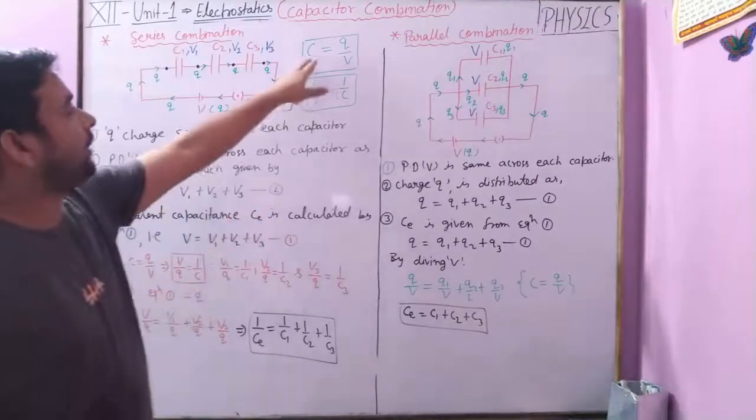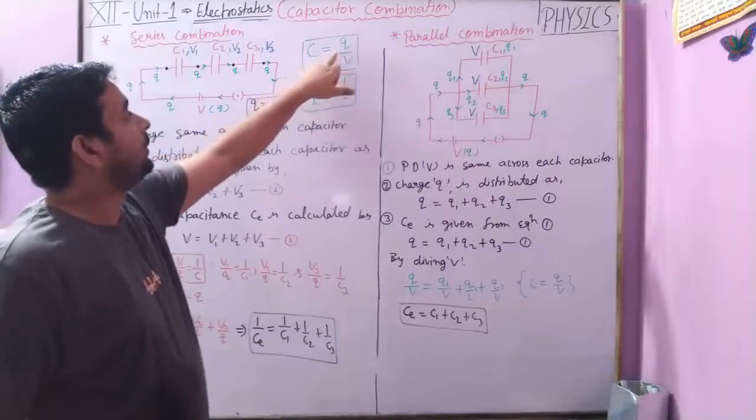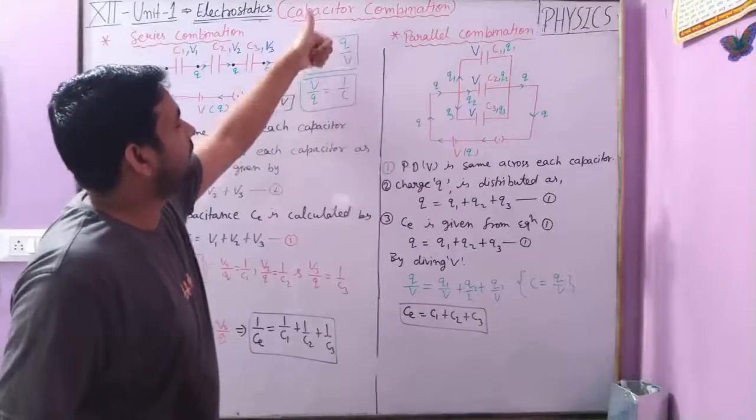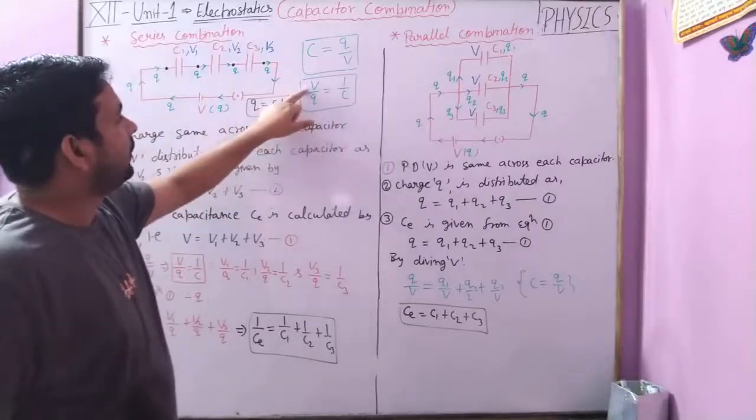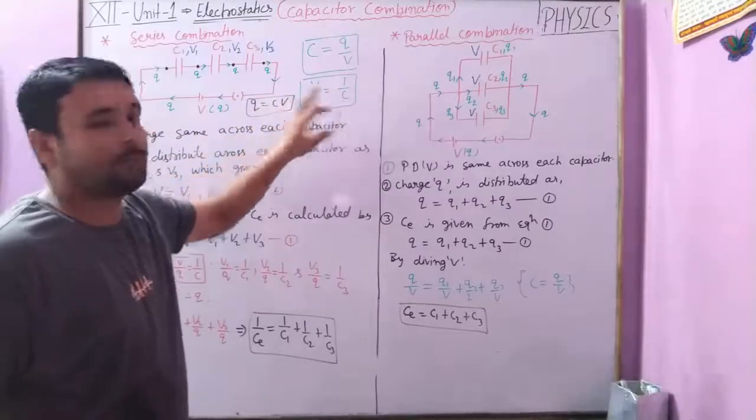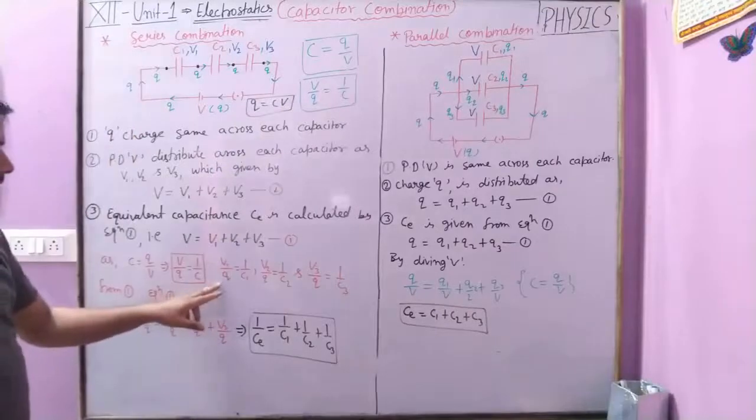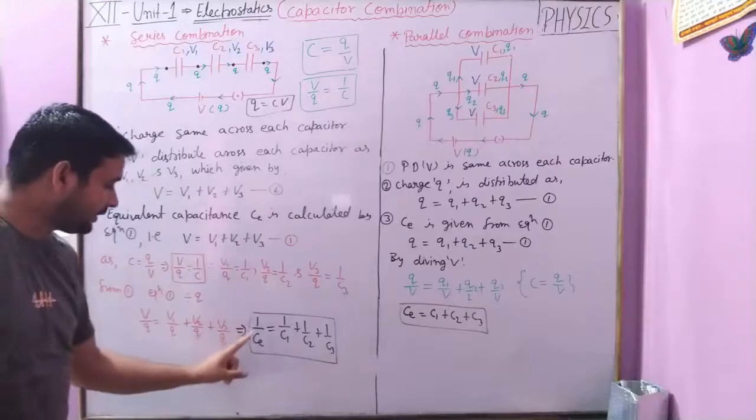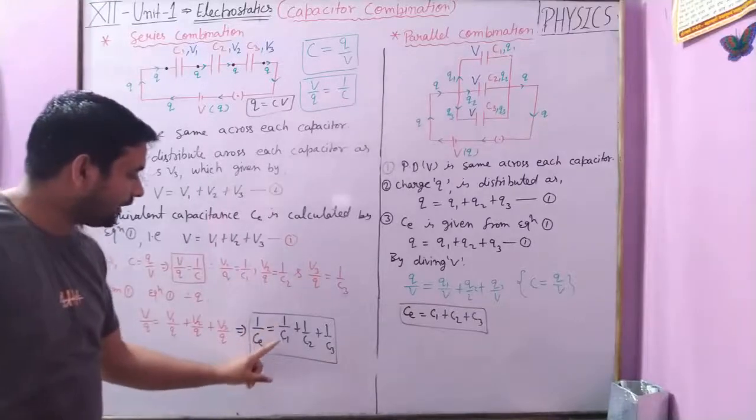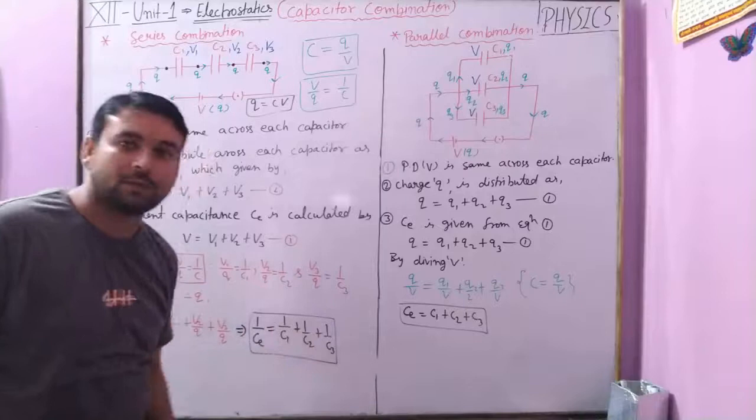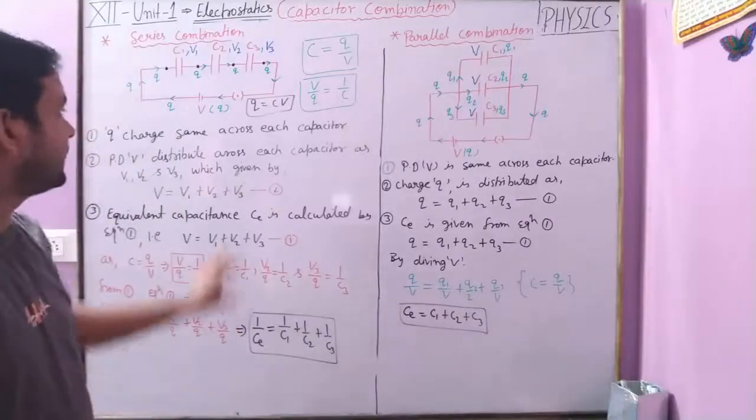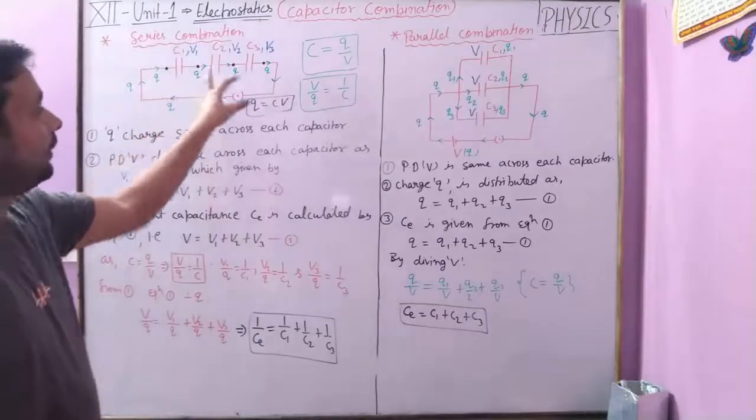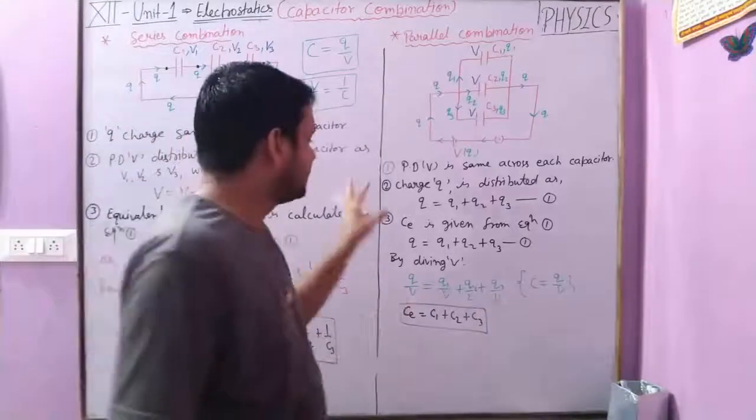As we have, the capacitance is equal to charge per unit potential difference, so when we take the reciprocal of it, we get V upon Q is equal to 1 upon C. Therefore, for every different value of potential, we get the result 1 upon CE is equal to 1 upon C1 plus 1 upon C2 plus 1 upon C3. This is how we calculate the equivalent capacitance when many capacitors are connected in series.